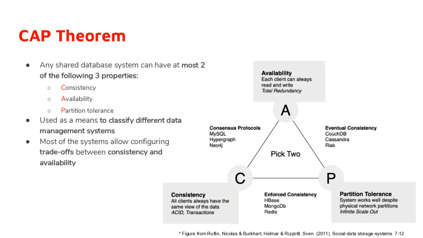It's also useful because you can use that observation to classify the different NoSQL databases. You have to be a little bit careful, because in practice, most of the systems we saw allow you to configure trade-offs. For example, with settings and parameters, you can control the trade-off between consistency and availability.